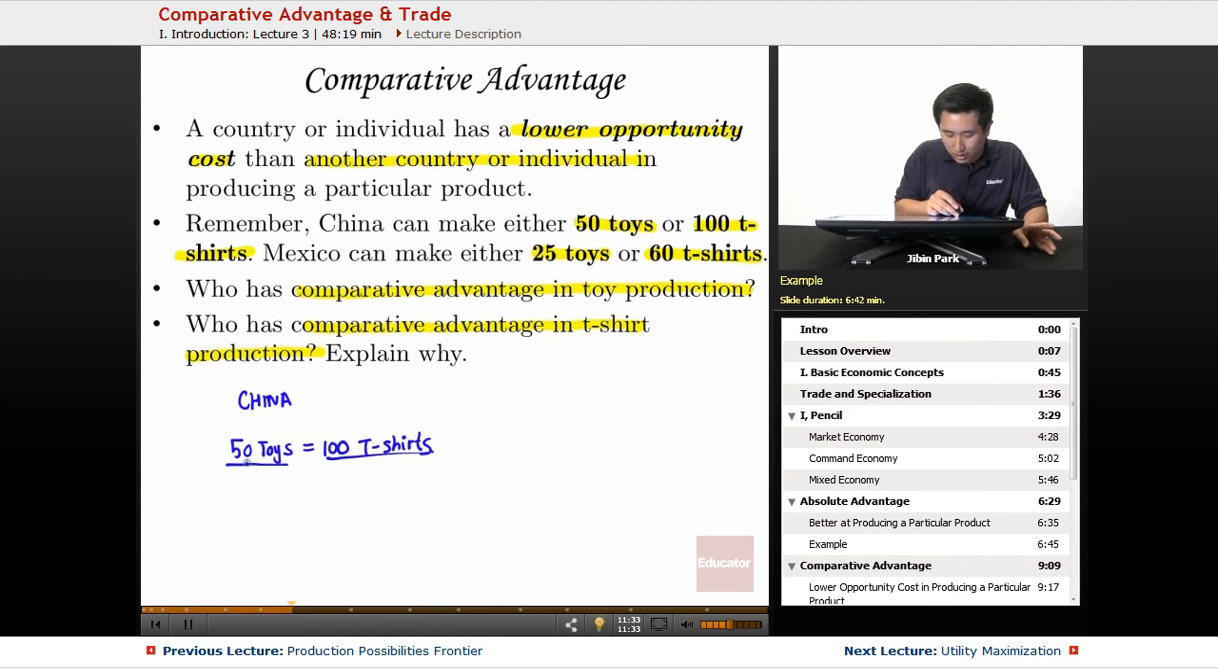So the opportunity cost of making 50 toys is 100 t-shirts, but we don't care about 50 toys or 100 t-shirts. We care about one toy here. So we want to divide by 50. So we get one toy equals 2 t-shirts, right?